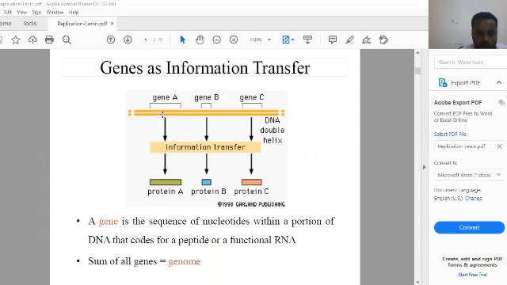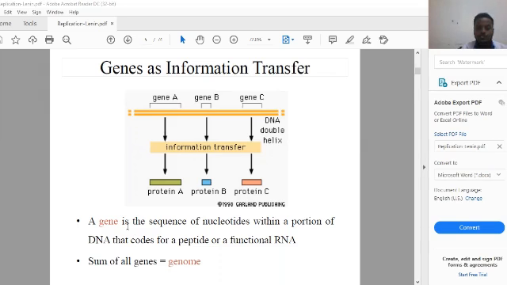After the post modifications, they carry the information to produce protein A. Gene A carries out the transfer of information and secretes protein A, and gene B carries out the transfer of information and secretes protein B, and finally gene C carries out the transfer and secretes protein C.